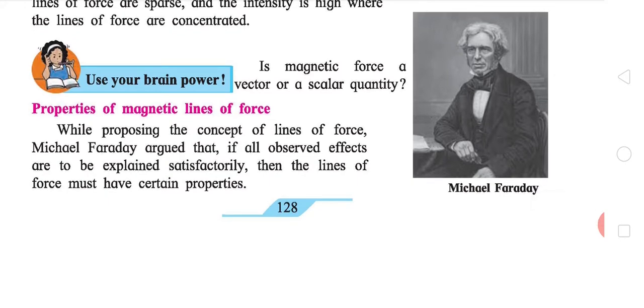Heading: Use your brain power. Is magnetic force a vector or a scalar quantity?